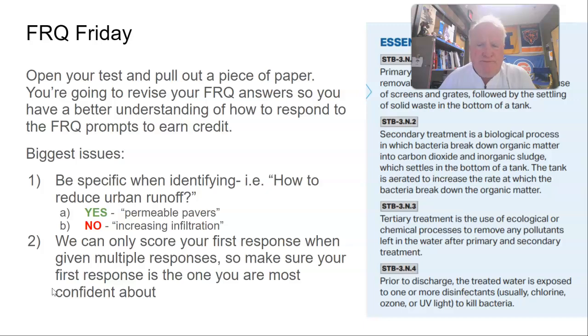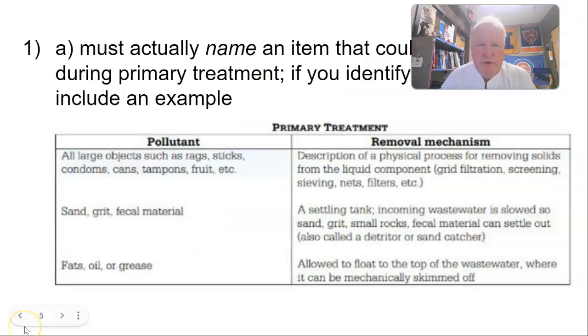That first one that you respond to, and then I've got some other suggestions as we go through the actual questions. So, question one, they asked you how what was an item that could be removed in primary treatment and identify how that's done. So there are two questions here. So number one, you always had to respond with two things, right? And so the pollutant had to be anything big because the primary treatment was that first thing. So rags, sticks, a lot of different things that you guys could put on there, and then sand and grit.